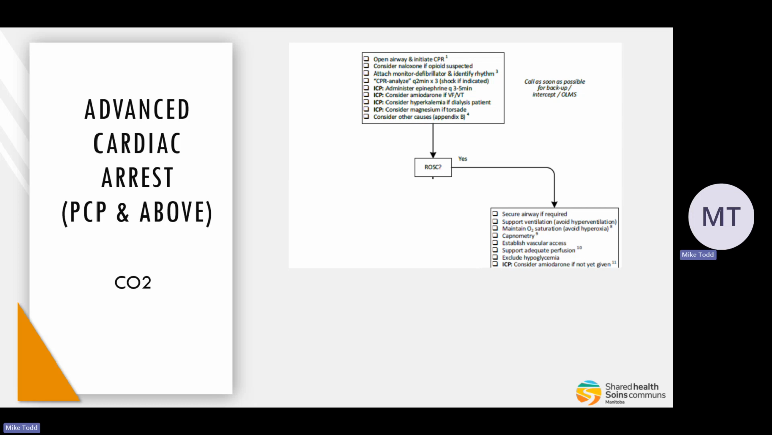So once we get ROSC, we're going to be checking our blood sugars, and then we could look at giving D10, things like that. If you're an ICP, you can consider giving amiodarone now if you haven't had a chance to give it.